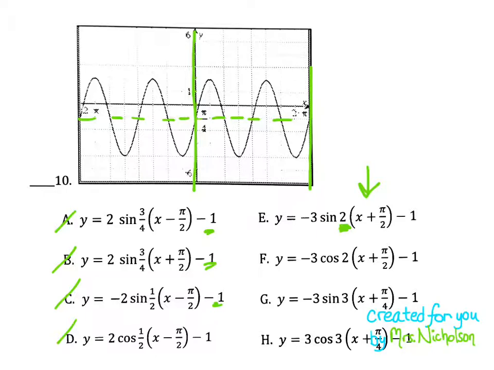Hopefully you can see that we do have 2 cycles of sine between those lines. Between 0 and 2 pi, there's 2 cycles of sine. And so that means that my B is going to be 2. So I can eliminate G and H, which both have a B of 3. And so now I'm down to sine or cosine. And so we've got to figure out which one of these matches this graph.